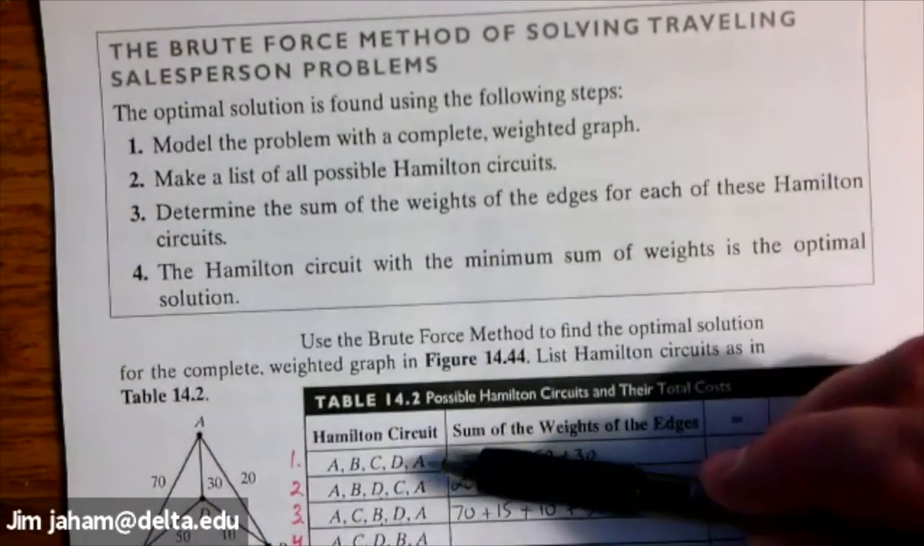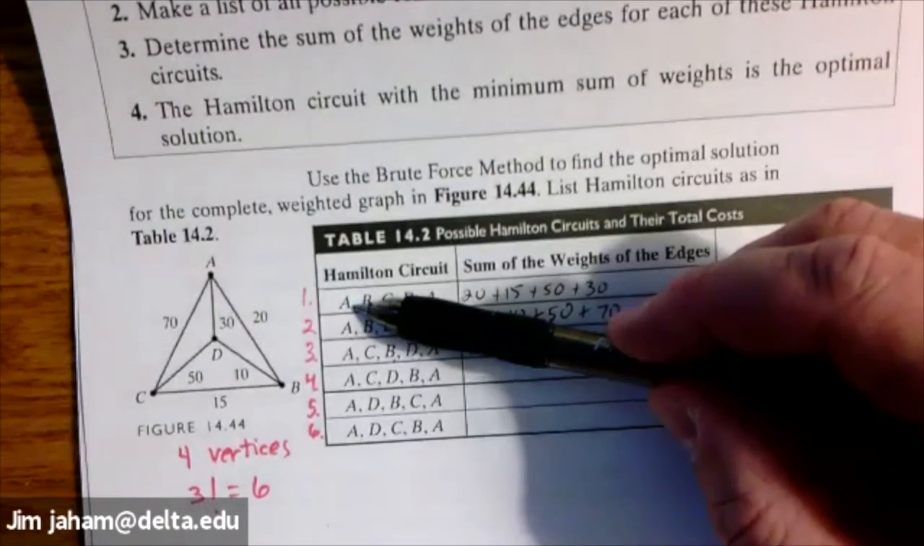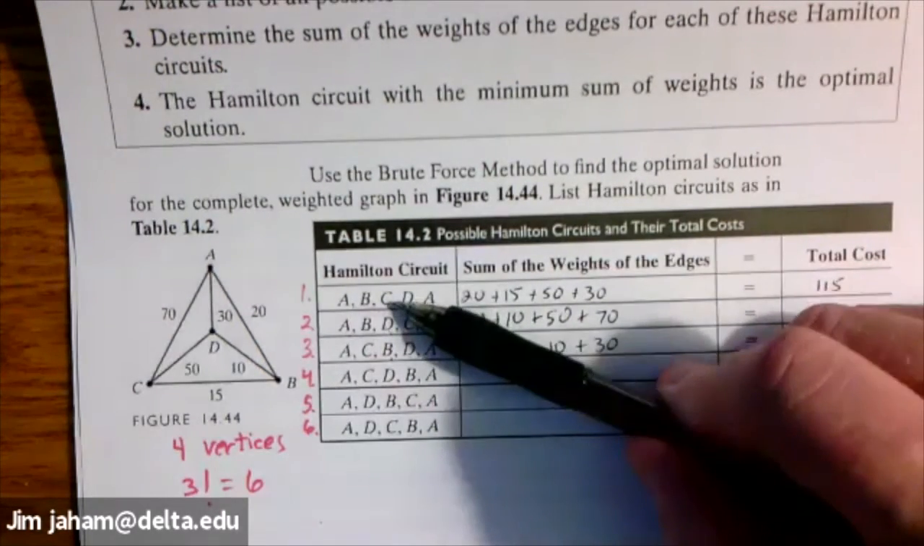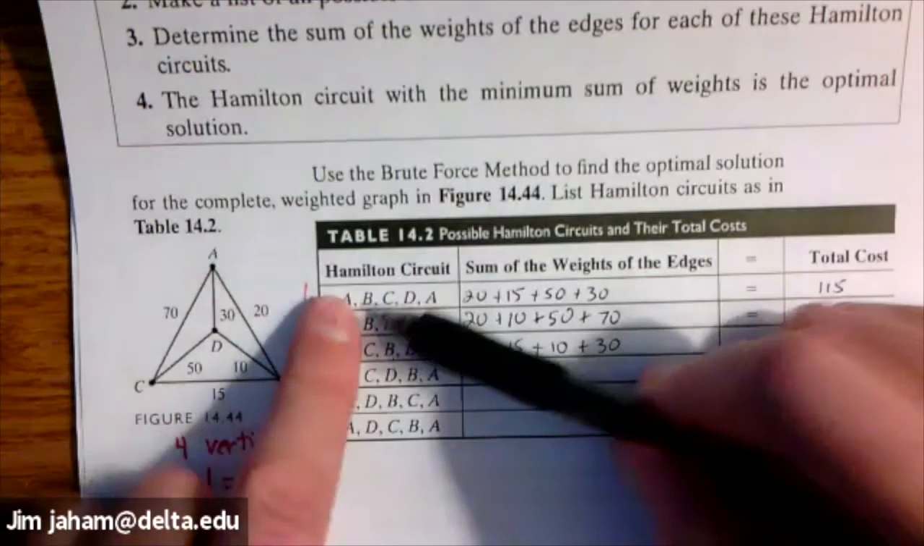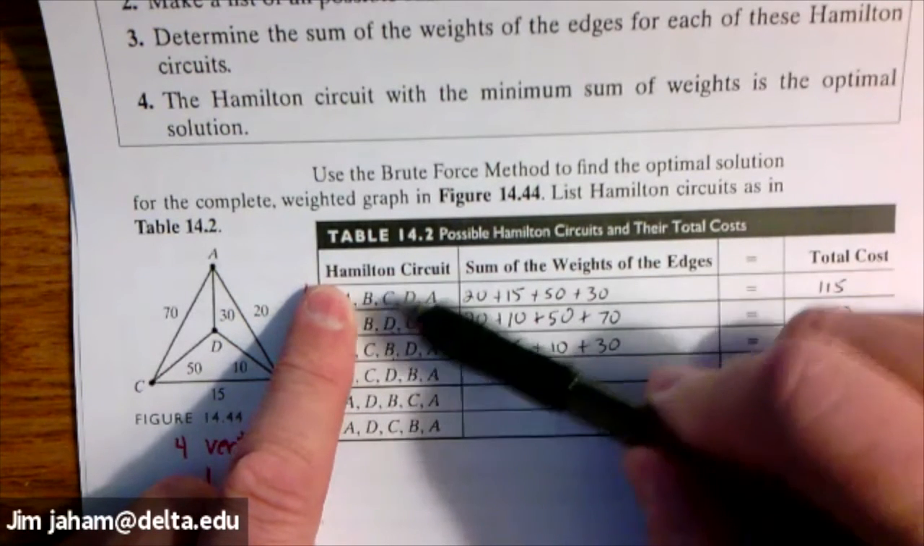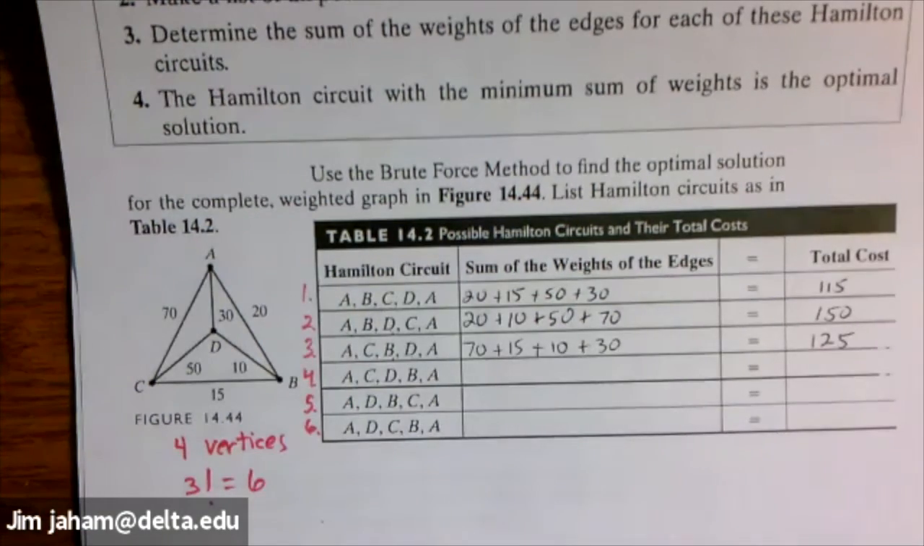Make a list of all possible Hamilton circuits. And it's sufficient to just choose one of the vertices to begin with. So if you began this first circuit up here at B, then you would go B to C to D to A, and then back to B. And that circuit would be the same as this one. So we don't replicate them.